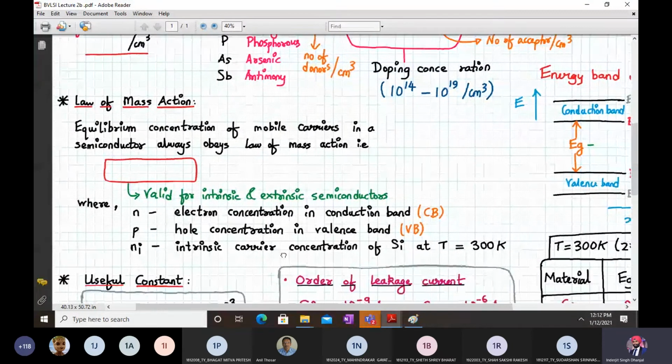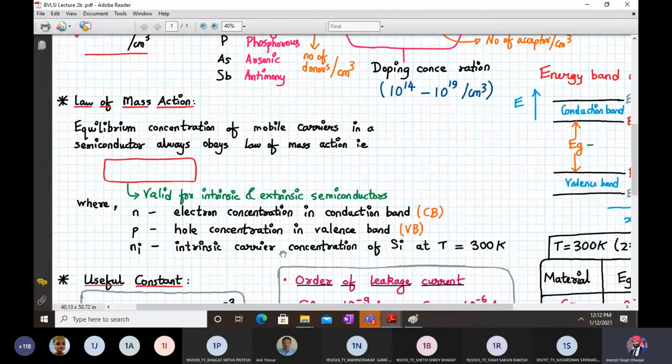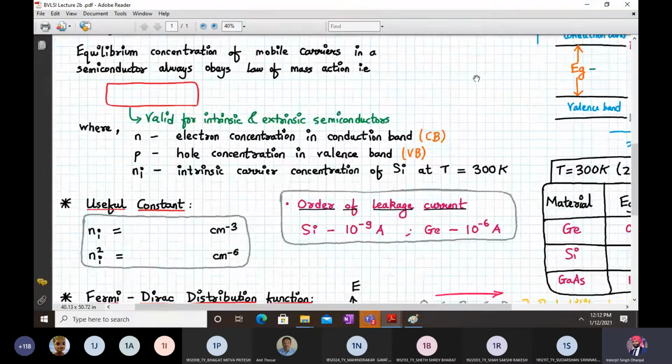So what is ni? ni is the intrinsic carrier concentration of silicon at T equal to 300 Kelvin. Now I hope that you know what Kelvin is, right? So T equal to 300 Kelvin means it's 27 degrees Celsius. 27 degrees Celsius is equivalent to 300 Kelvin. So I hope that this point is clear.